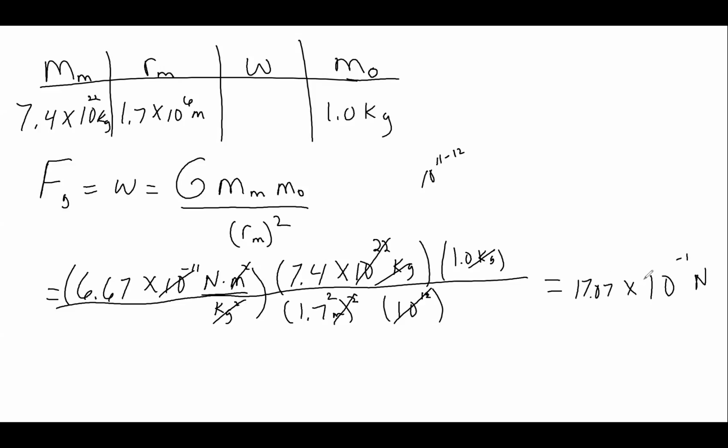Okay. Now, what does this 10 to the minus 1 mean? That means that I am to find my decimal and move it to the left one place. That's what it means. So when I do that, then I get 1.7 newtons. That's what I should get for my answer.